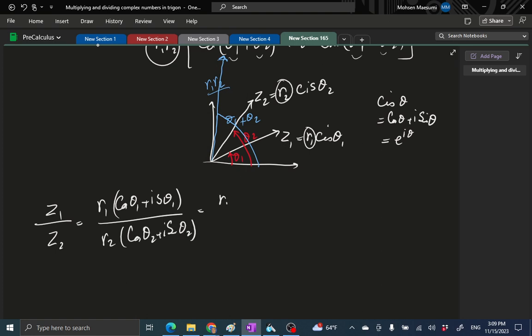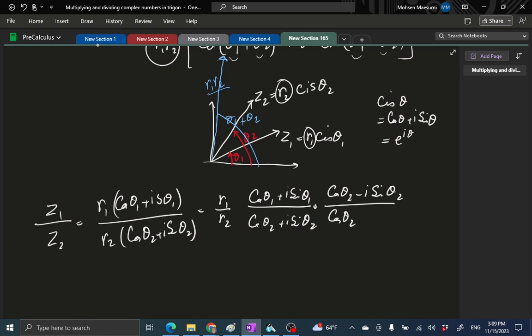I can write this as R1 over R2, and then to divide these two, I of course multiply by the conjugate, we said. So this one, cosine of theta 2 plus I sine of theta 2. I multiply both of these by the conjugate. What's the conjugate of this? Instead of plus, all we have to do is write minus I sine of theta 2, divided by cosine of theta 2 minus I sine of theta 2.